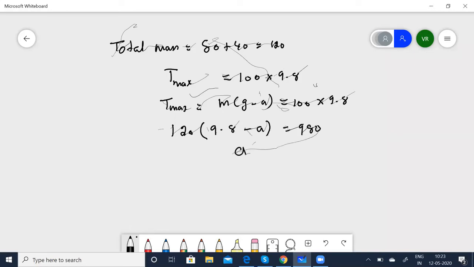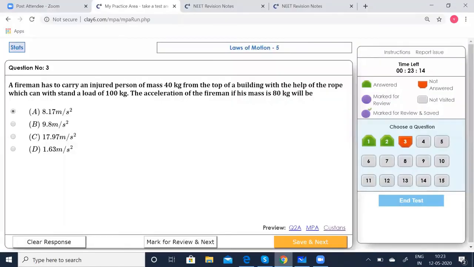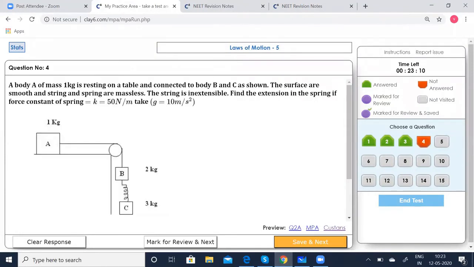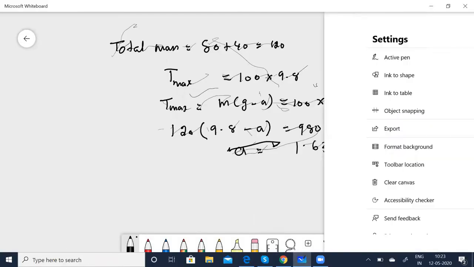After simplifying, you get A is equal to 1.63 meters per second square. Let's see which option is correct. 1.63, yeah. Click that. Go to the next. Let me clear this.